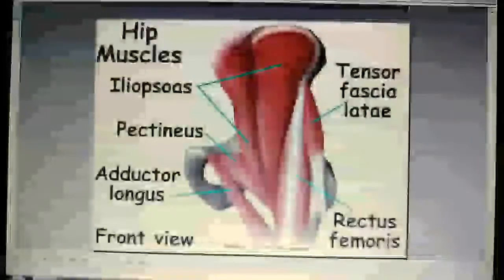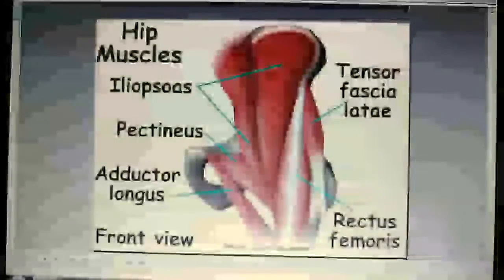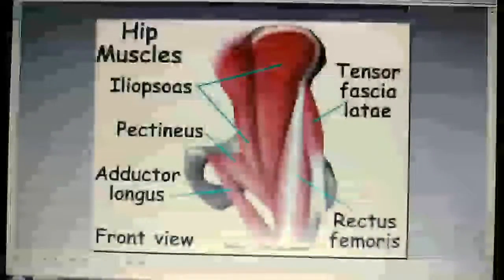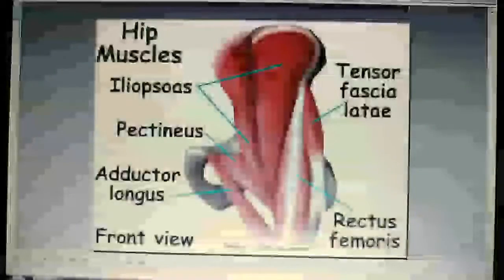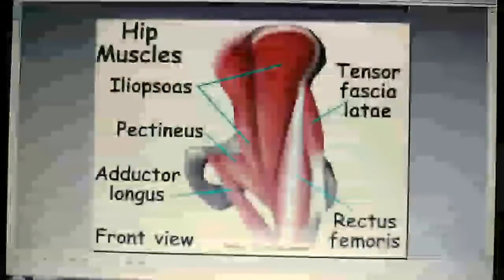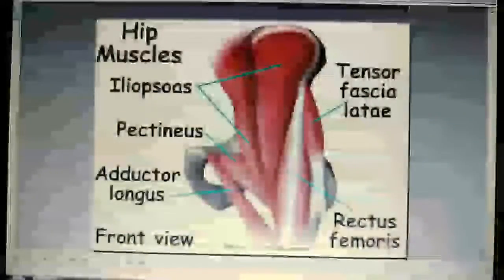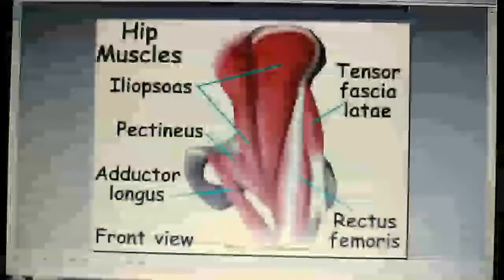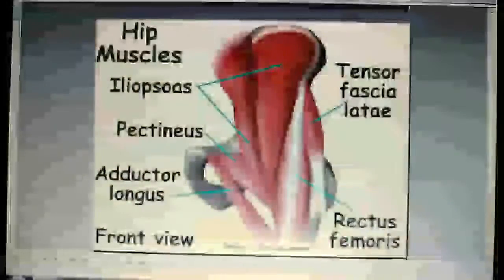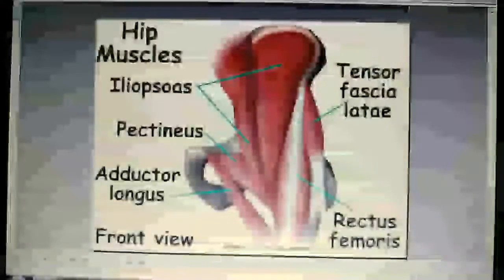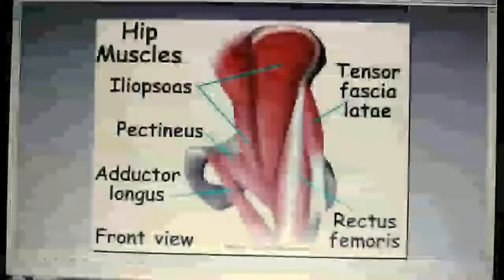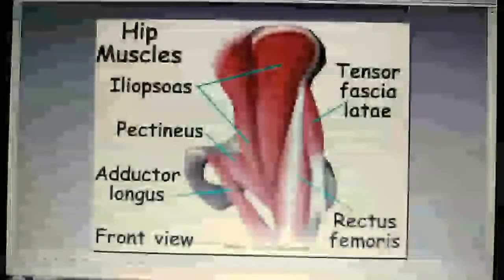First, iliopsoas muscle origin: from the iliac fossa, anterior lateral to the L5. Insertion. Nerve supply: iliacus portion by the femoral nerve L2 and L3, psoas major portion. Flexion action. Rectus femoris muscle origin: anterior inferior iliac spine. Insertion: tibial tuberosity. Nerve supply L2, L3 and L4. Action: knee extension.